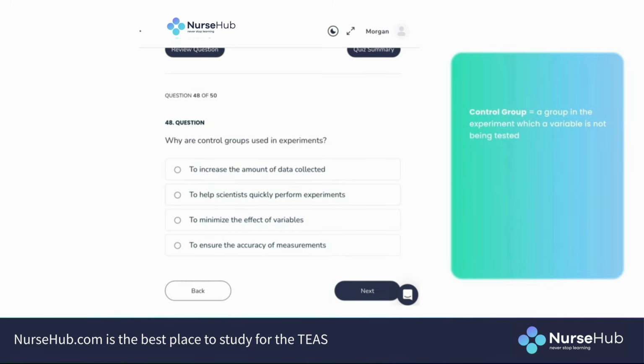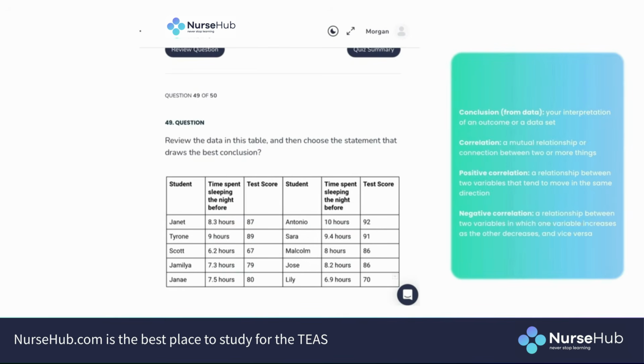Question 48 asks, why are control groups used in experiments? Is it to increase the amount of data collected, to help scientists quickly perform experiments, to minimize the effect of variables, or to ensure the accuracy of measurements? When you go through the scientific design and methodology portion of our biology course, you'll see that it's so important to have control groups because it minimizes the effect of variables. You're able to draw clearer conclusions about what caused a particular outcome in an experiment. So that's our correct answer, and we can move on to question 49.